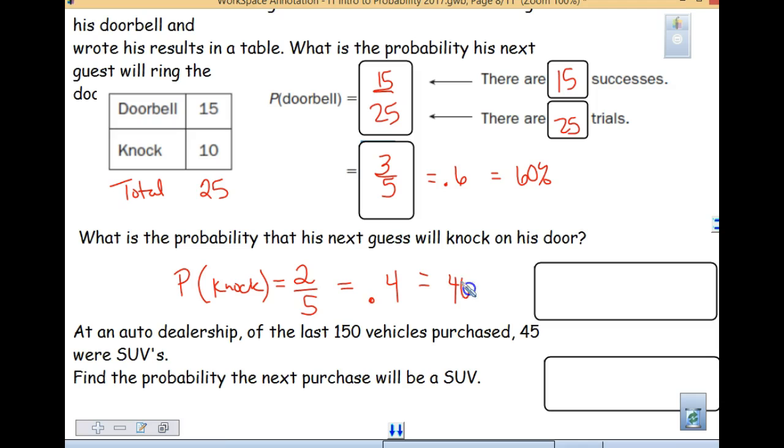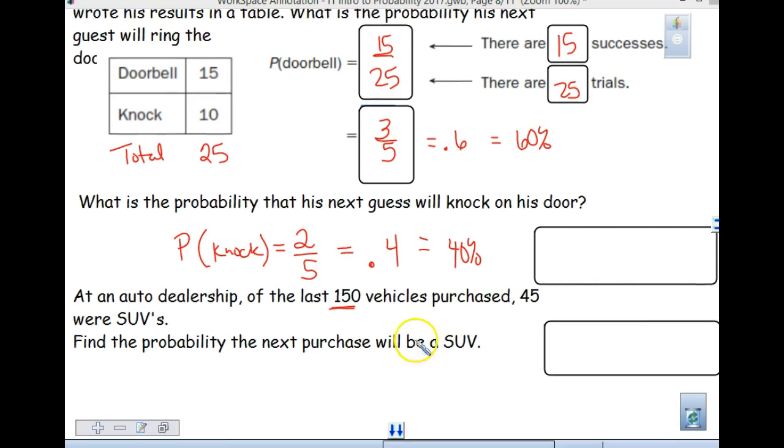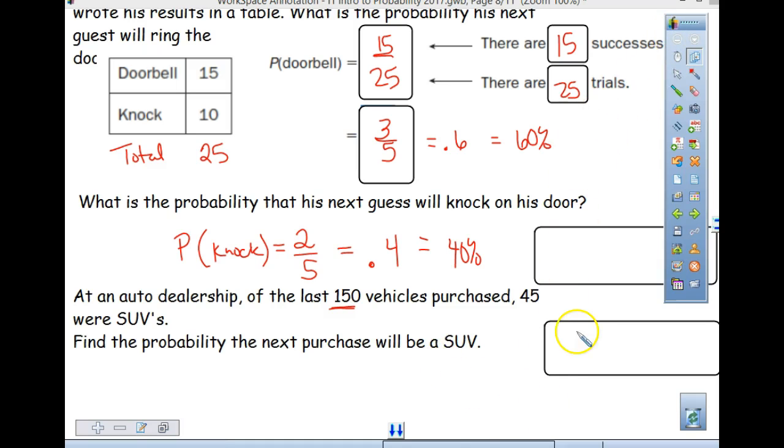40% plus 60% would give us 100%. It now says, well, what if there's 150 vehicles that are purchased and 45 were SUVs? What's the probability that we will purchase an SUV? I would like you to please do that right now. If you have it done, awesome. Some of you do, some of you don't. You're going to start with probability of SUV, and then put your numbers, simplify it, give me the decimal and the percent.